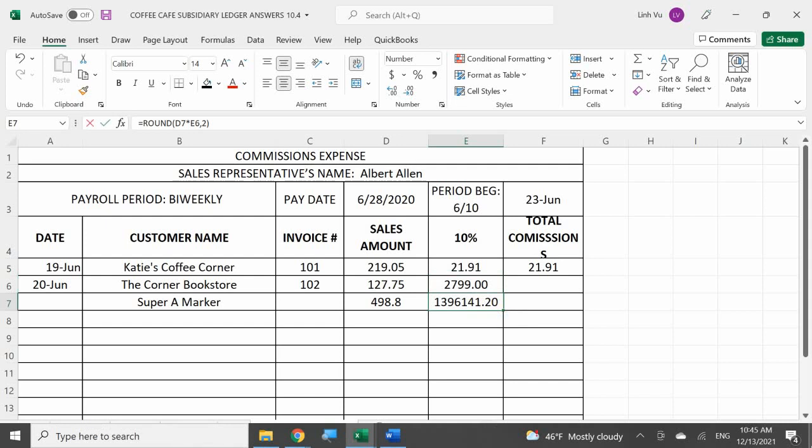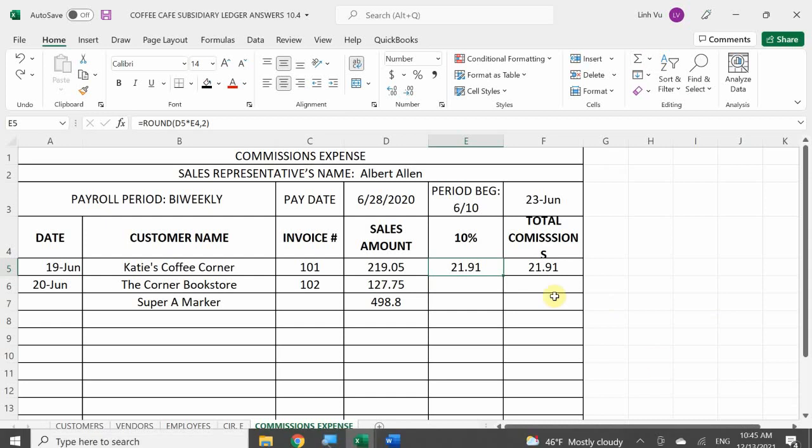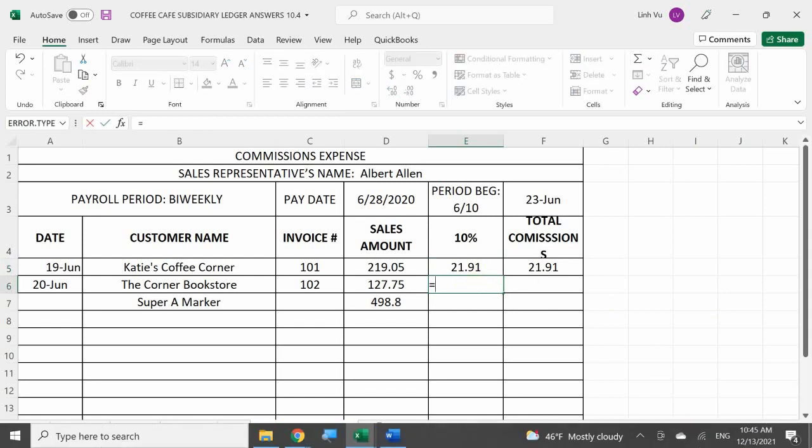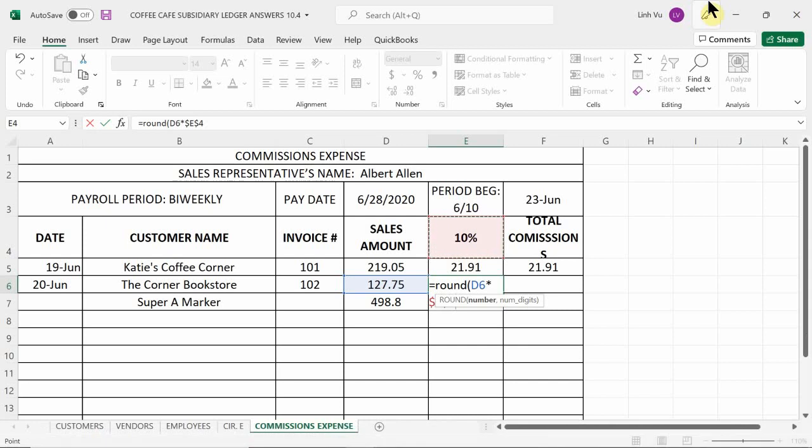Is it 1278? Oh, sorry. I guess I didn't do this correctly. This formula didn't copy right. It's supposed to be 1270, but let me... Oh, wait, that's why. Okay, I know what I did. I didn't do absolute cell referencing.